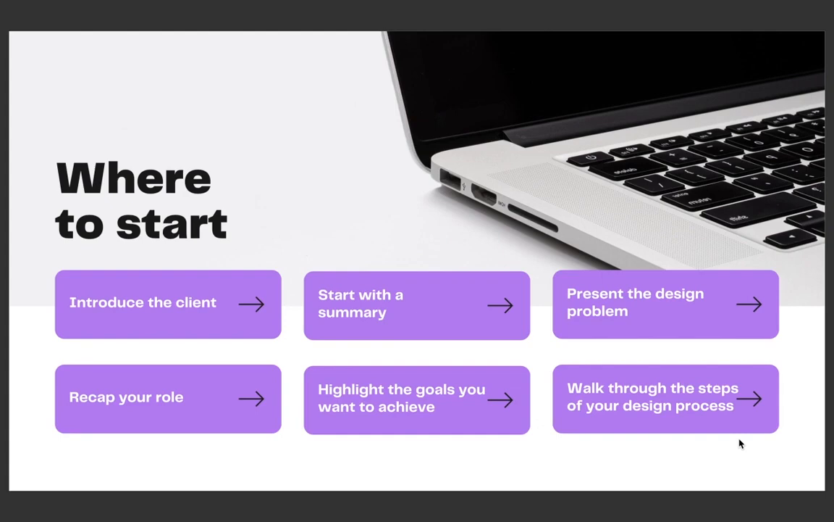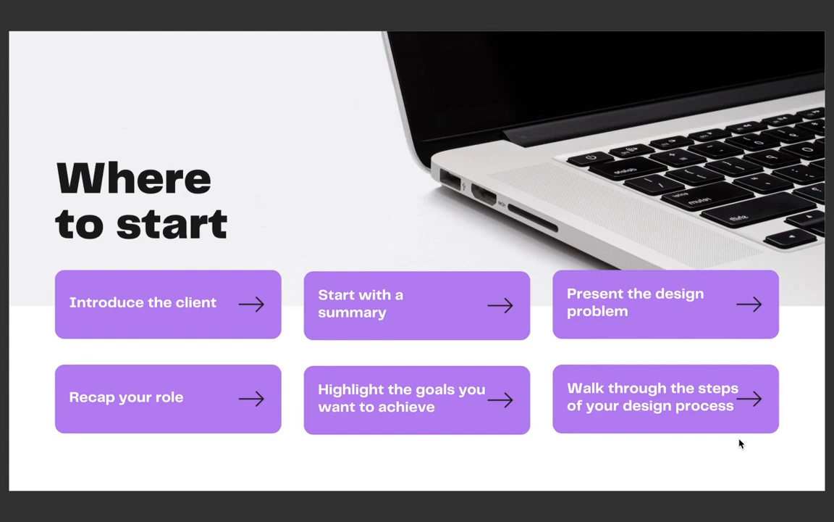Okay, recap your role. Don't forget that. Recap your role. What was your specific role in that project? What exactly did you do? I know sometimes some of us probably handled the entire project. Just write it there as well.